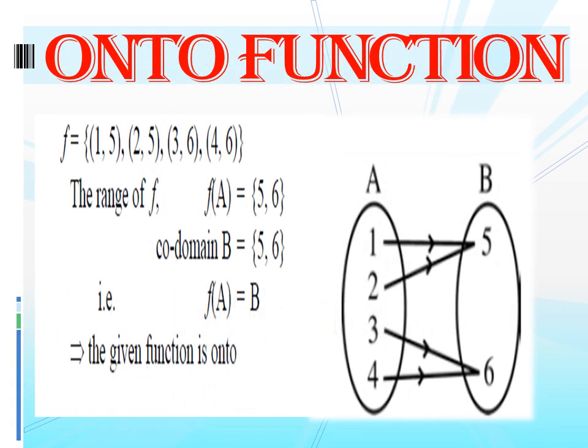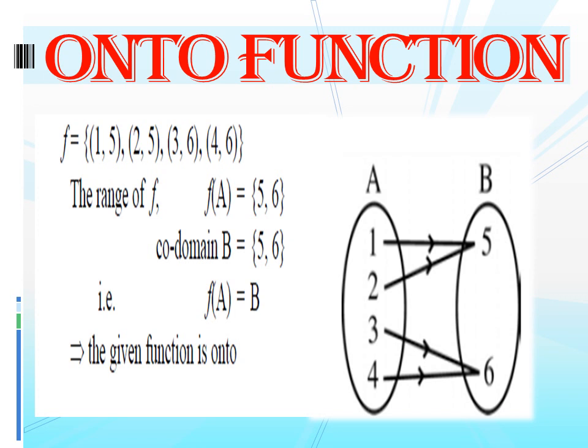Onto function. See the arrow diagram. f of 1 has the image 5 in B and f of 2 has the same image in B. And f of 3 and f of 4 have the same image 6 in B. Therefore, the range of f of A is equal to 5, 6, which is also the codomain. Then codomain is equal to 5, 6. f of A is equal to B.